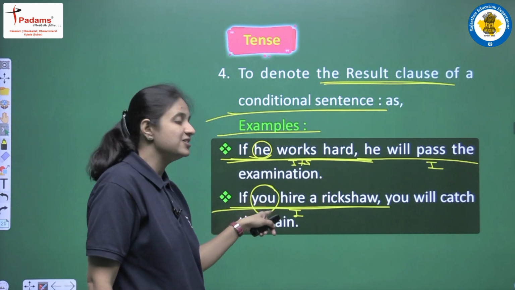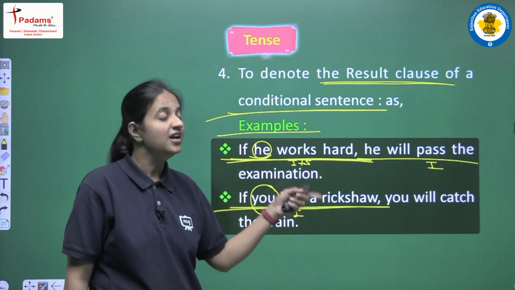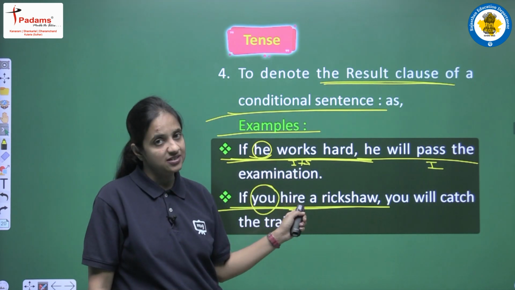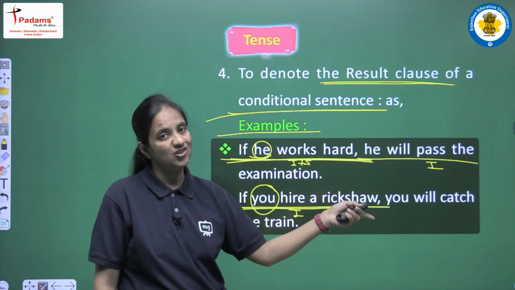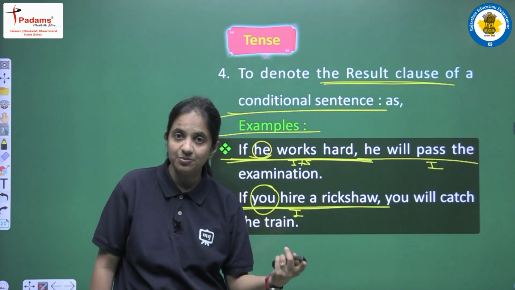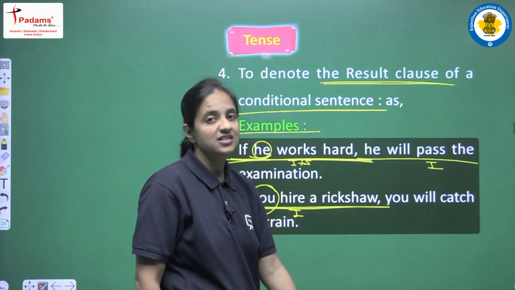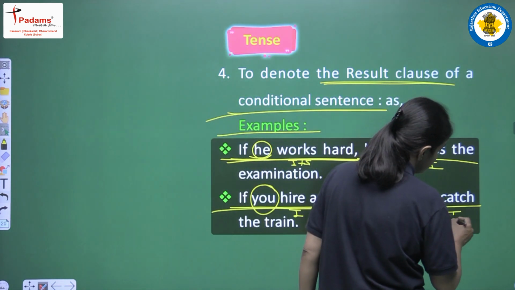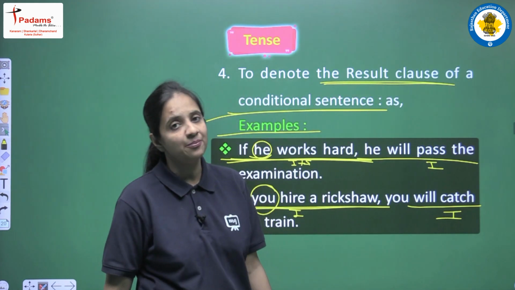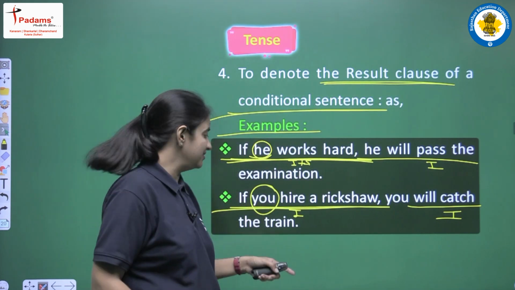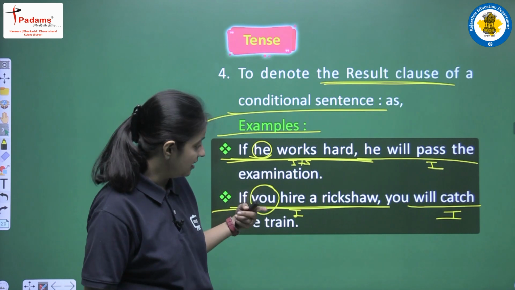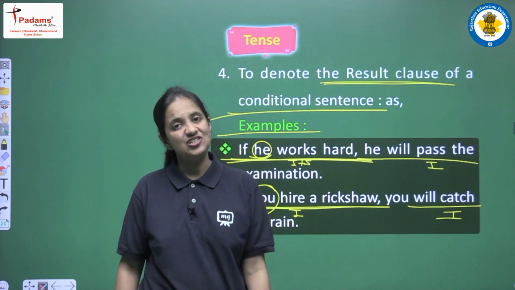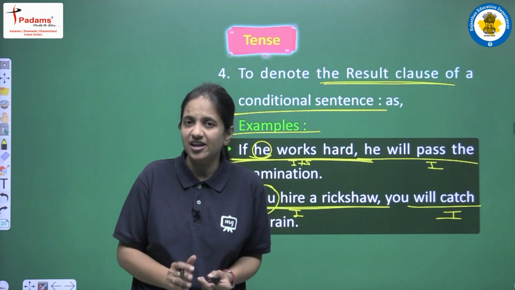So here in this sentence we are having you as a subject, and this is the reason we are using only first form. So this clause, that is the condition clause, is having present simple tense, and the result clause is having future simple tense. So we are having will plus first form. So this is future simple tense, and the complete sentence is, if you hire a rickshaw, you will catch the train. So this is the structure that you have to be very careful about.